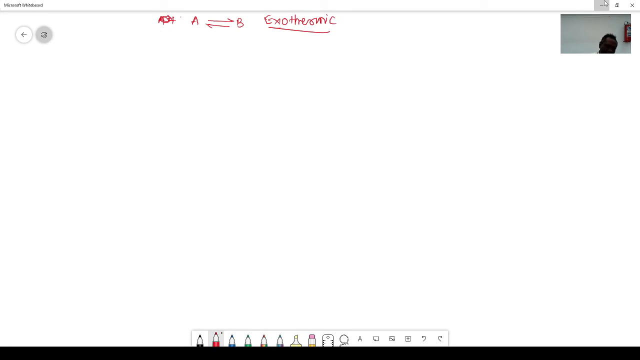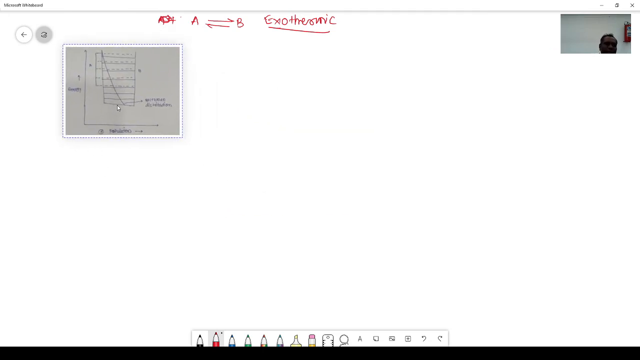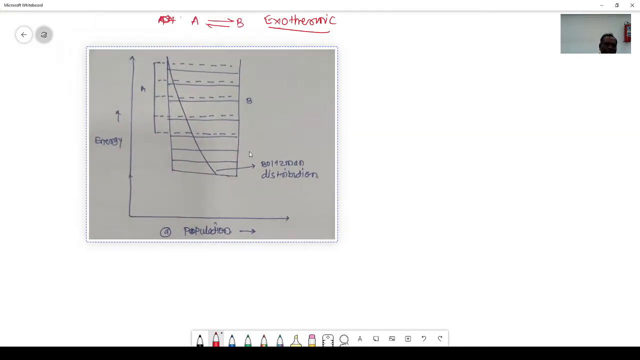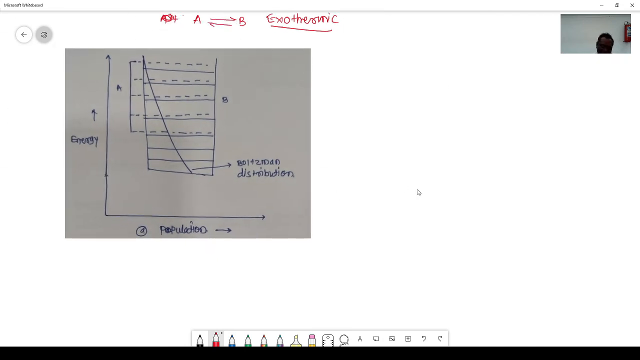I will show you the Boltzmann distribution. It will be like this. I hope you can see this Boltzmann distribution for this reaction. What are we learning? We are learning the molecular interpretation of equilibrium constant. What is happening at the molecular level, that is what we are learning.